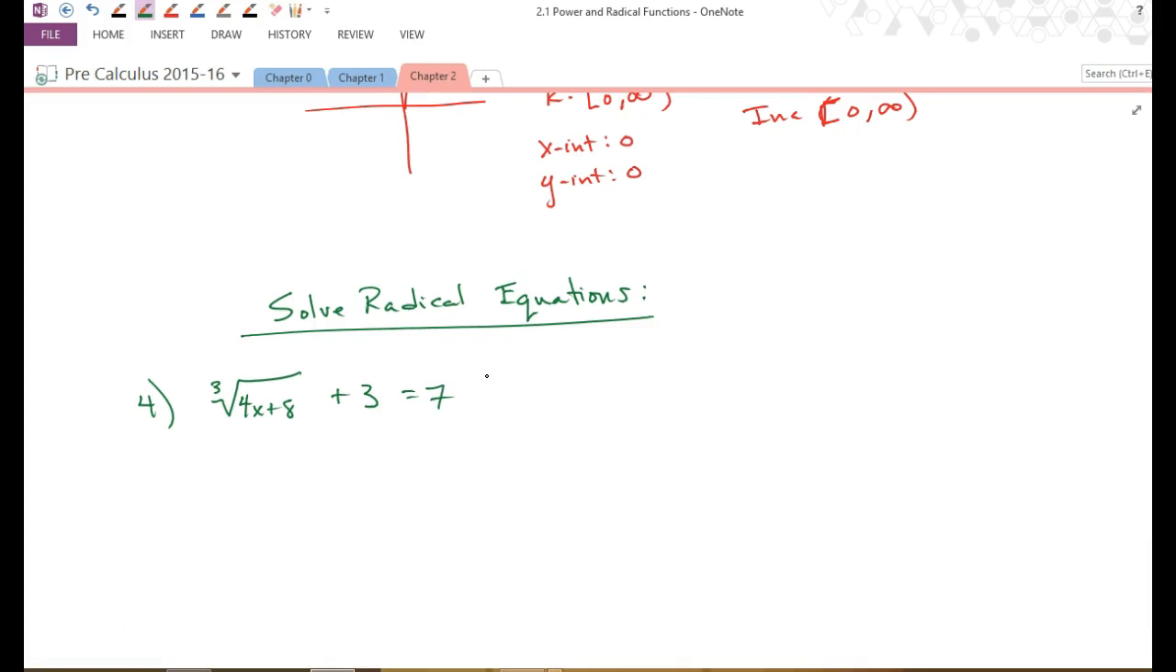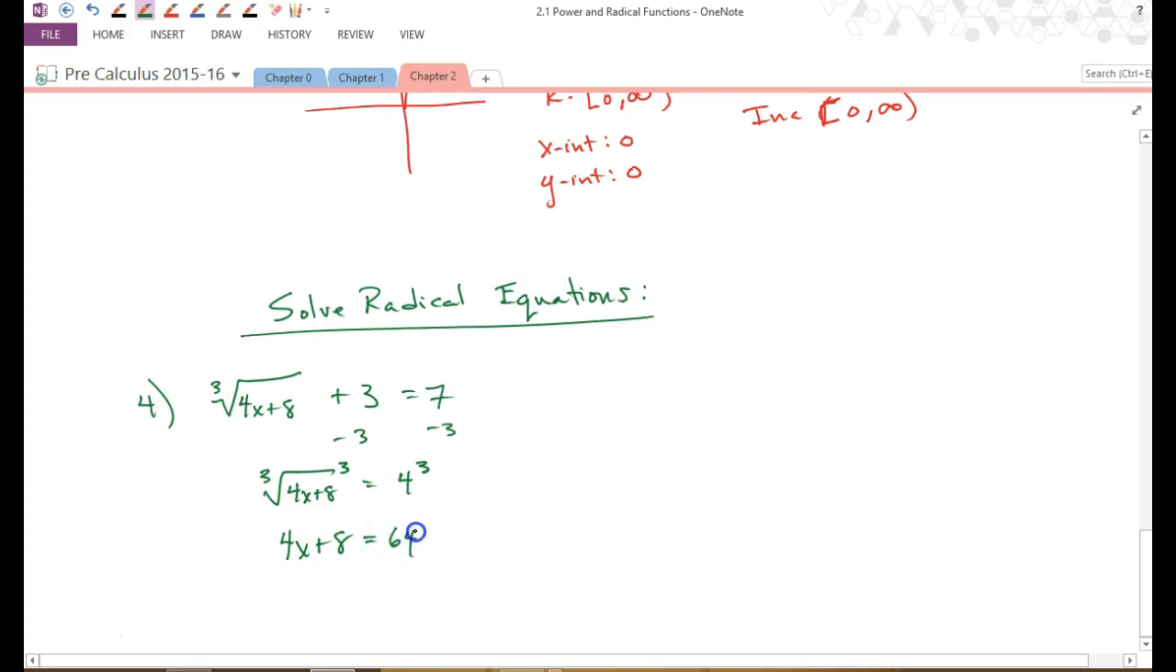Okay, very good. So I always want to first set it equal to the radical piece. So I would start by getting rid of the 3. So I have the cube root of 4x plus 8, and that's equal to 7. Now, how do you get rid of a cube root? To the third power, because it is to the one-third, so you go to the third power. So we're going to cube both sides. So that would give us 4x plus 8 is equal to, anybody know what 4 cubed is? 4 times 4 times 4, 64, good.